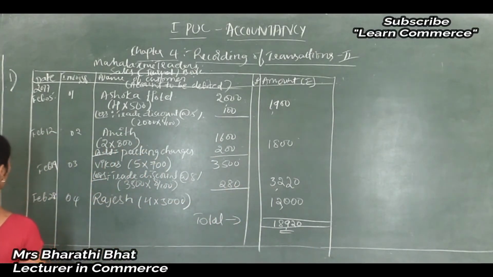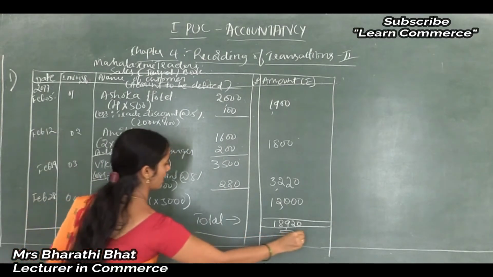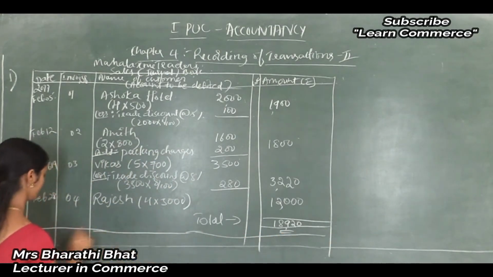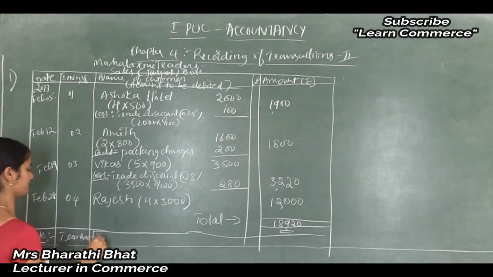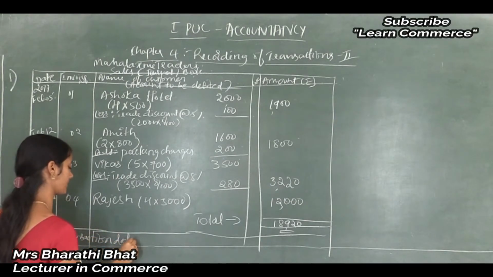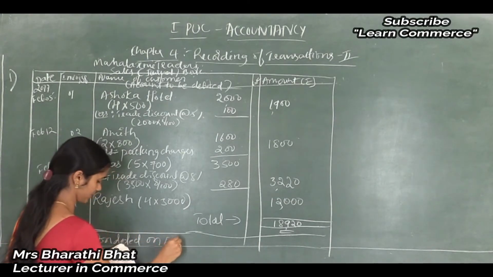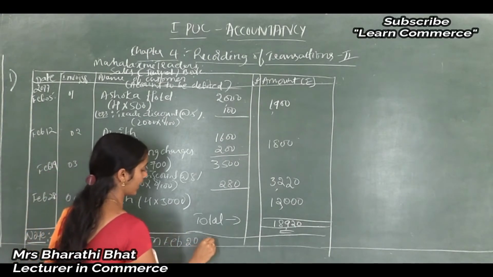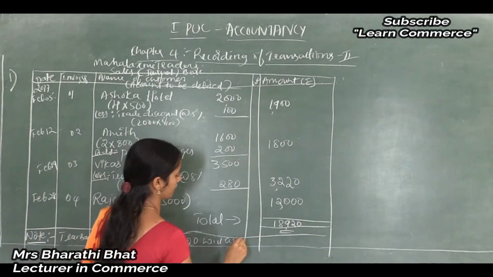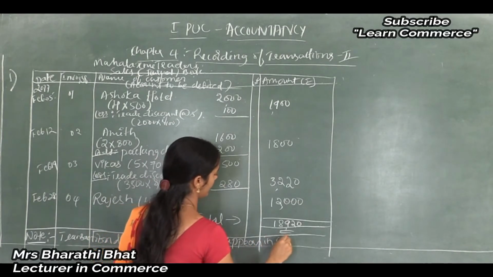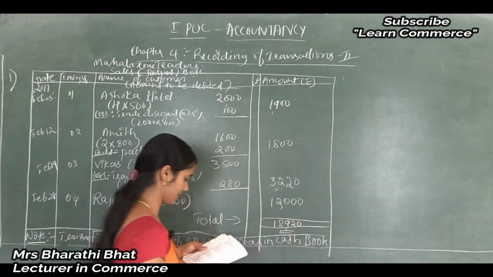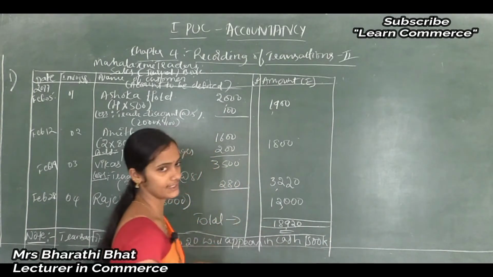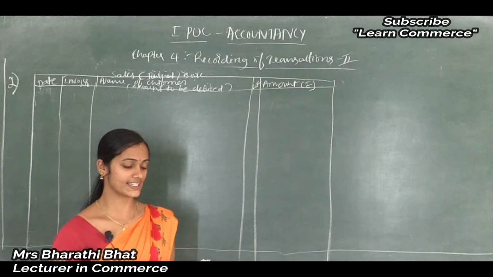Note. Close the account. Before that, close the account, and in the next line write the note like this: transaction dated February 20 will appear in cash book because it is a cash purchase or cash sale. So it will come under cash book. Okay, see the next one.